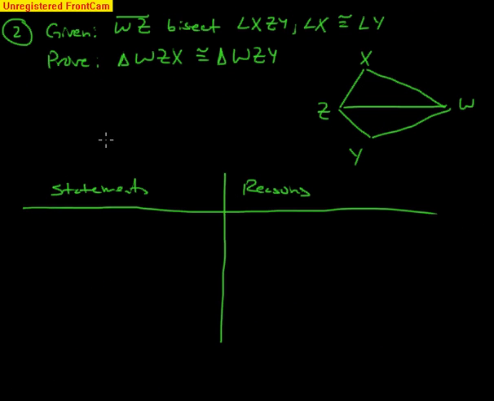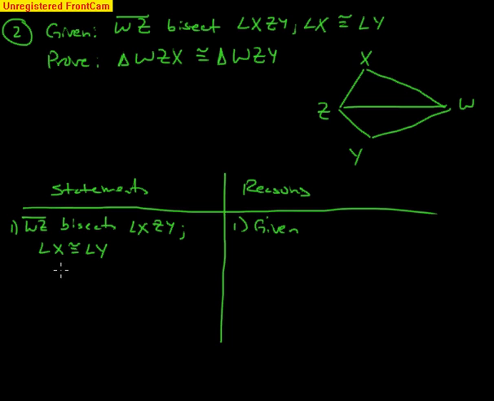Okay, so here's our next proof. In this proof, we are given that segment WZ bisects angle XZY. Angle X is congruent to angle Y, and we have to prove that the two triangles are congruent, the top one and the bottom one. So, of course, our first statement is always the given. Segment WZ bisects, that word bisects, we've got to remember, angle XZY, and angle X is congruent to angle Y. And this is all given to us.